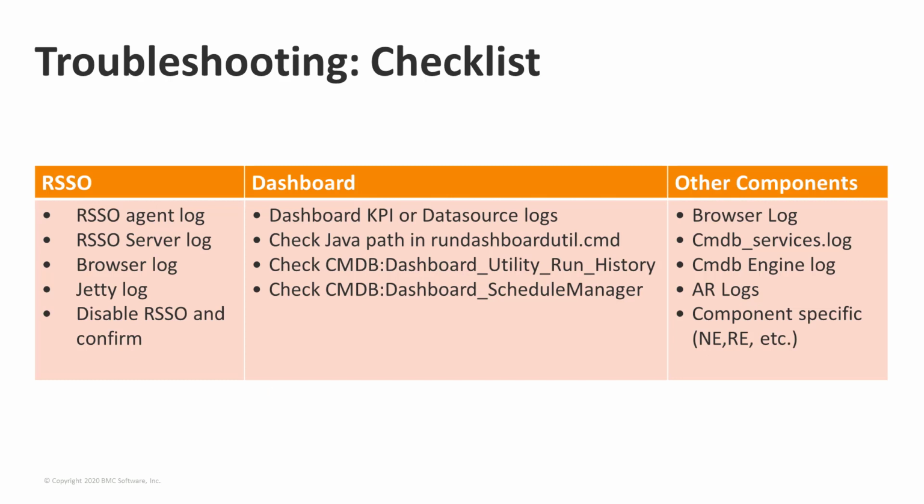Now, for each component, you have several logs as indicated and different troubleshooting techniques. For example, for authentication issues with RSSO integrated, you can check the RSSO agent and server logs, the browser logs, the Jetty logs, and finally, you can also use the technique explained before to disable the RSSO and ensure that the issue is in the integration of the RSSO itself and not in the particular application.